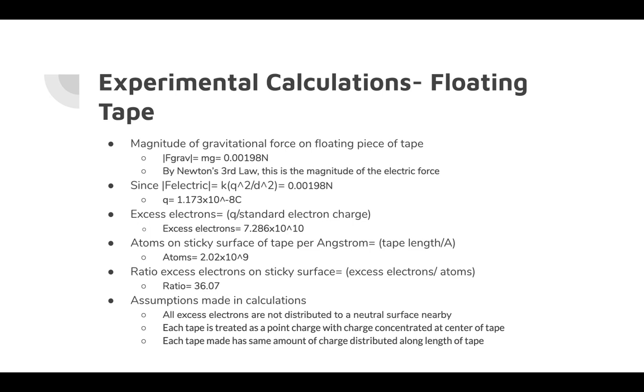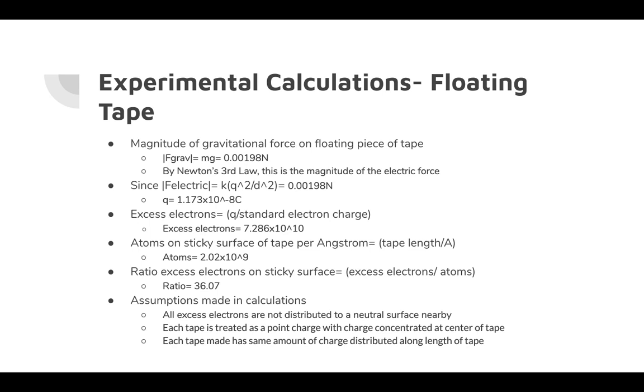coulombs. Then we use these calculations to find additional quantities like excess electrons, which are found to be 7.286 times 10 to the 10th, and atoms on the sticky surface per angstrom. We use the tape's length divided by an angstrom and find that the atoms are equal to 2.02 times 10 to the 9th, and the ratio of electrons on the sticky surface is found to be 36.07.